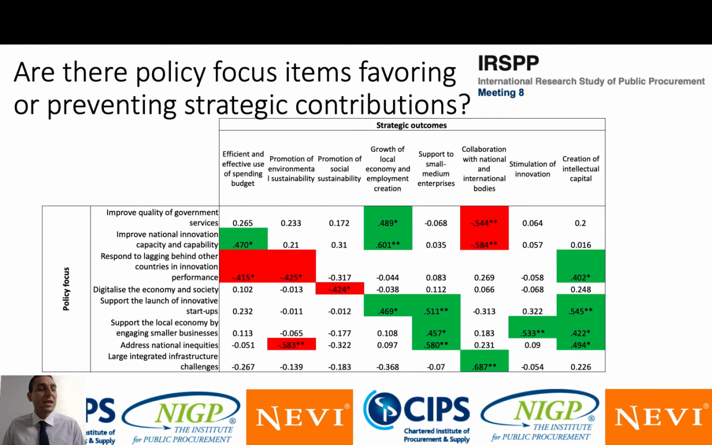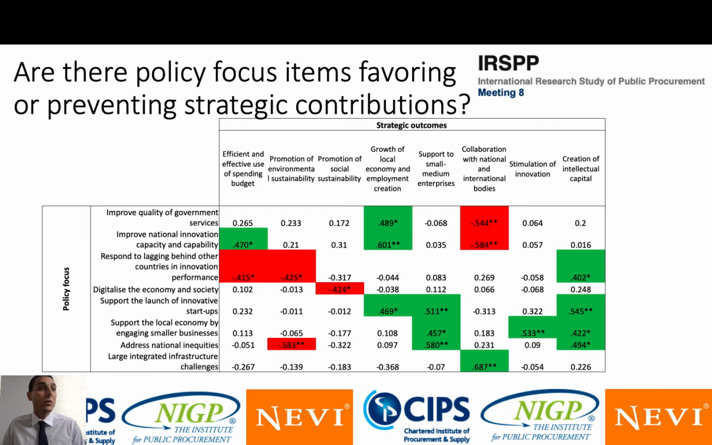The first thing that we thought could be interesting to analyze is that there was a section where we asked about the policy focus, and a section in which we asked about the strategic contribution of innovation projects once carried out. So a first question could be: is there a relationship between where the innovation policy at public procurement level is focused and the strategic achievement of public procurement projects? And according to this table, the answer is yes.